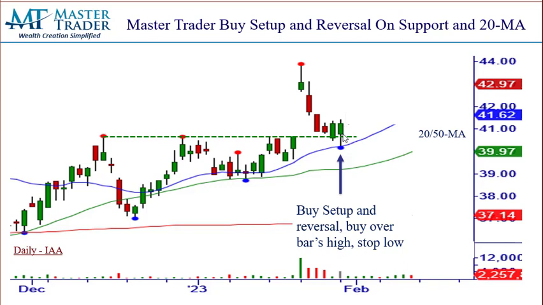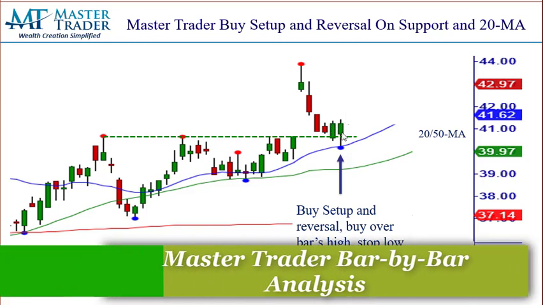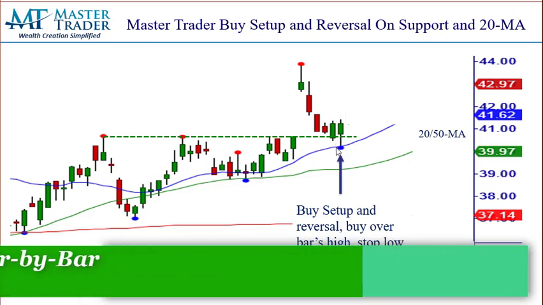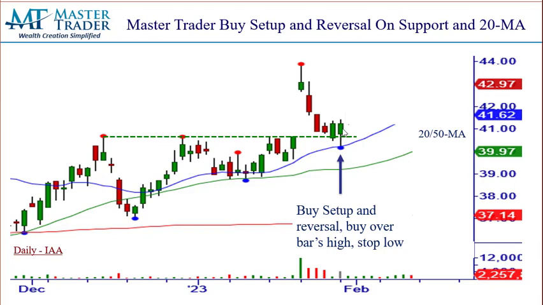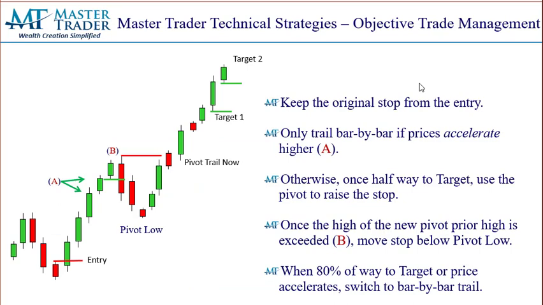After this bar made the setup even more confident, this is what we call a correction bar. It opened, well, it actually gapped down a little bit, took out the prior bar's low, snapped right back with a range expansion, closing breakout. So we're going to buy over the high of this bar, stop under the low, as a Master Trader buy setup.